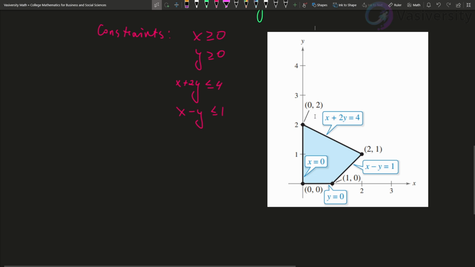Here are our constraints. So we have x plus 2y equal to 4, right? But we're less than that, so we're going to be below this line. Then we have to make sure that x and y are positive. And then x minus y equal to 1 is going to be this line. So that region is in blue right here.